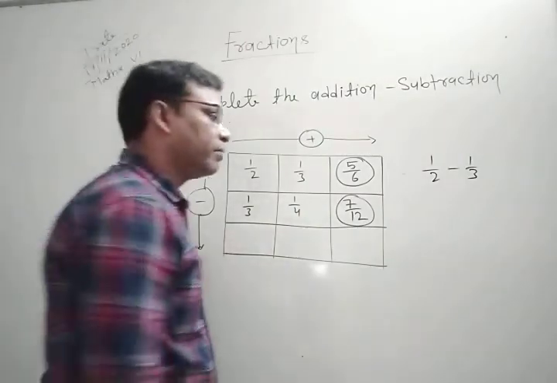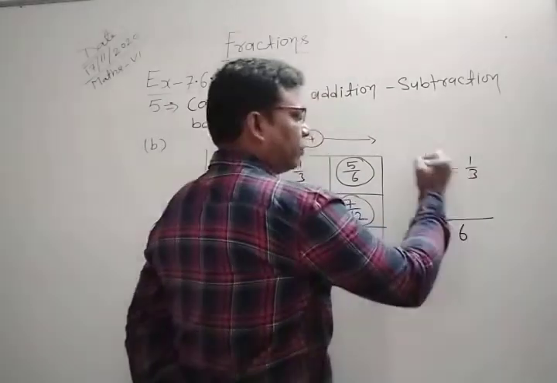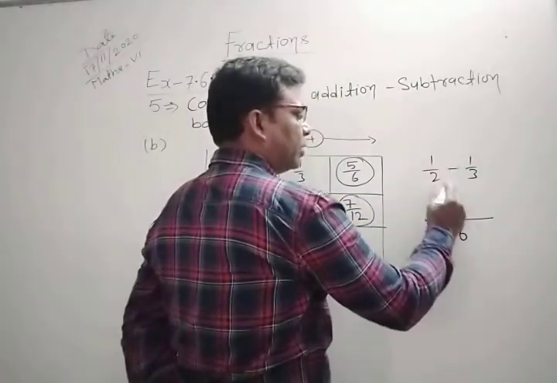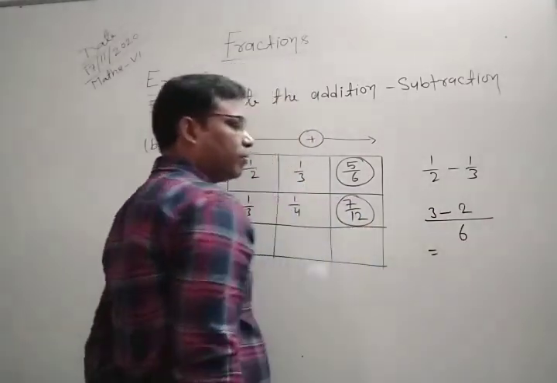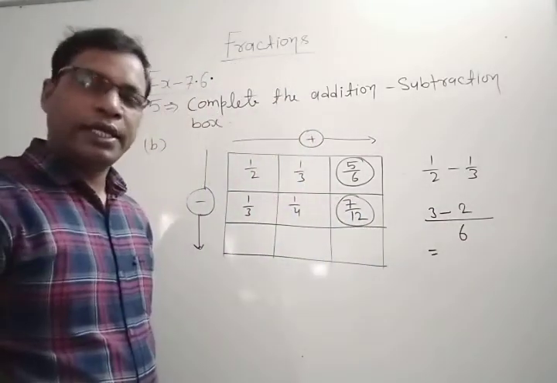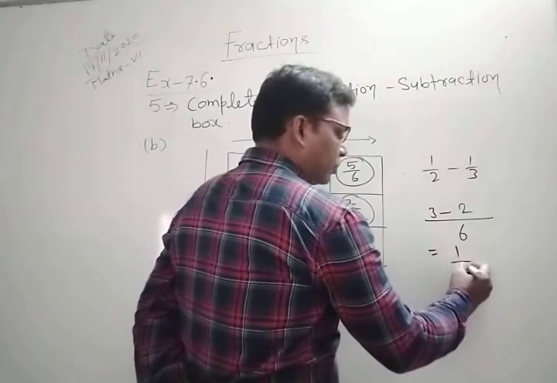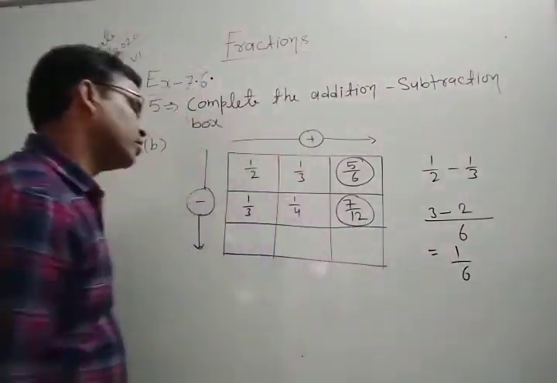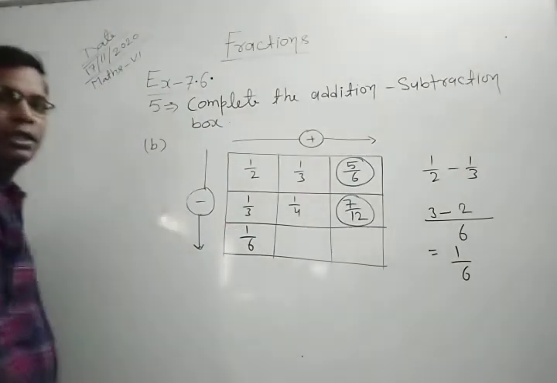1 by 2 minus 1 by 3. The LCM of 2 and 3 is equal to 6. 3 times 1 is 3 minus 2 times 1 is 2. If you subtract 2 from 3, then you have 1. Yes, 3 minus 2 is equal to 1. So this is equal to 1 by 6. So here you can write 1 by 6.